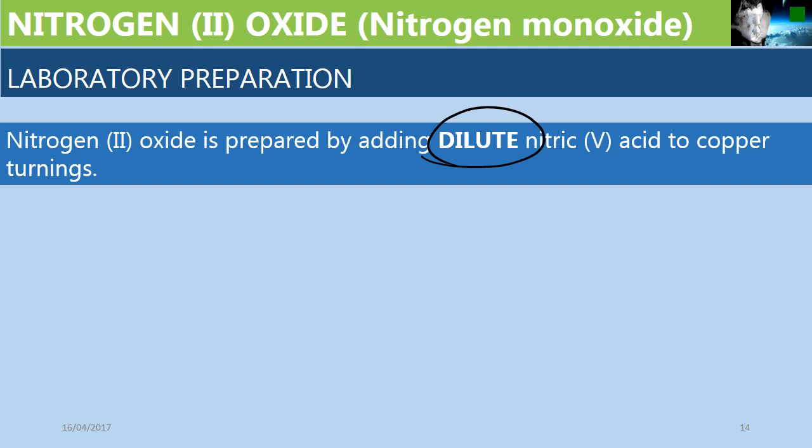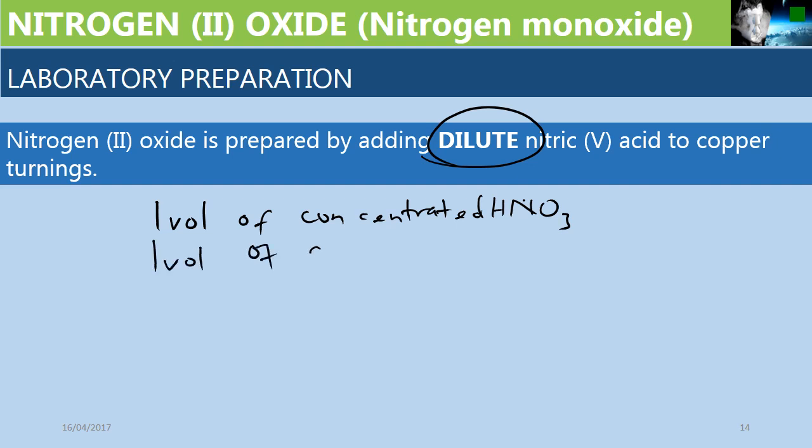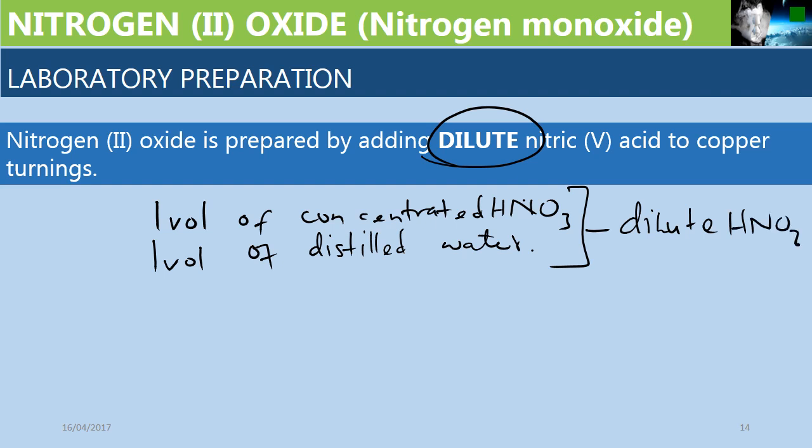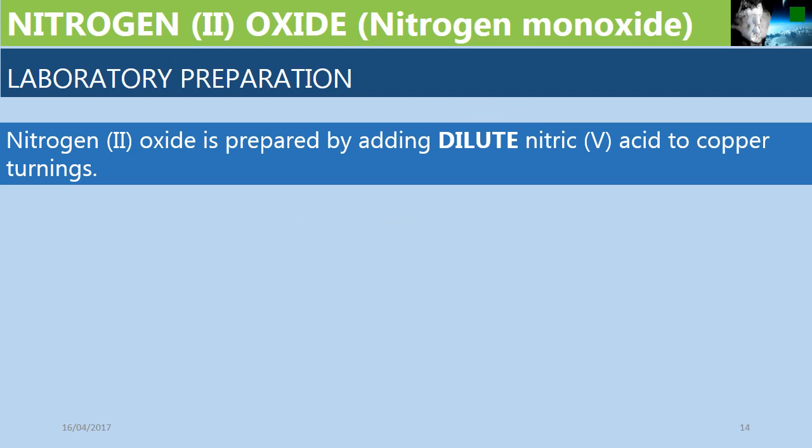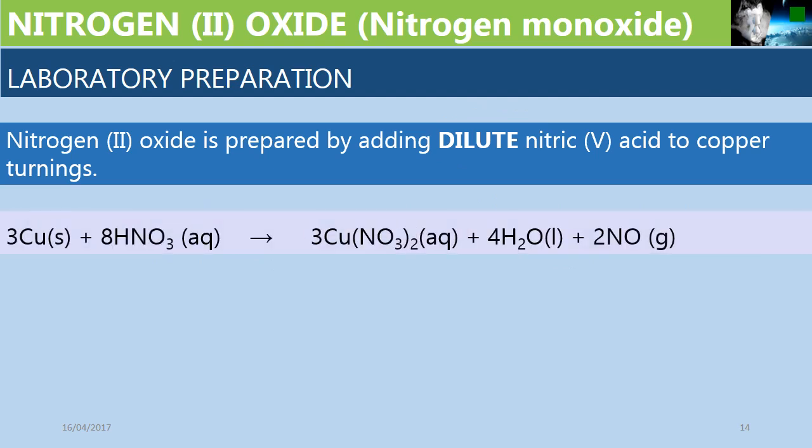Now, this dilute acid is usually produced by taking 1 volume of concentrated nitric 5 acid and 1 volume of distilled water. This leads to formation of dilute nitric 5 acid that is used for this experiment. The equation for the reaction is given here.